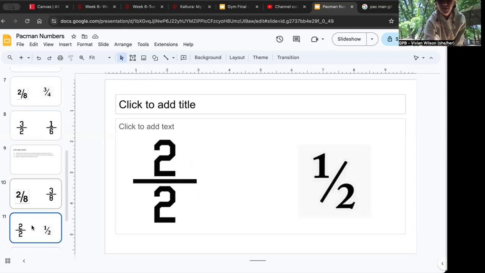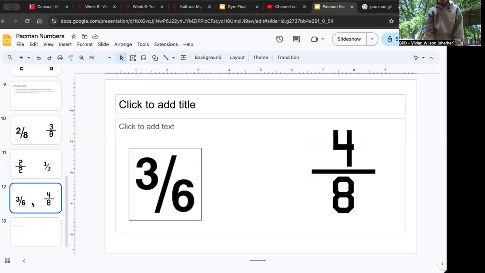Now, for 2/2 compared to 1/2, they have the same denominator again, and we know that 2 is greater than 1. So our Pac-Man mouth is going to go towards the big number, and since it's greater than, we're going to jump up.